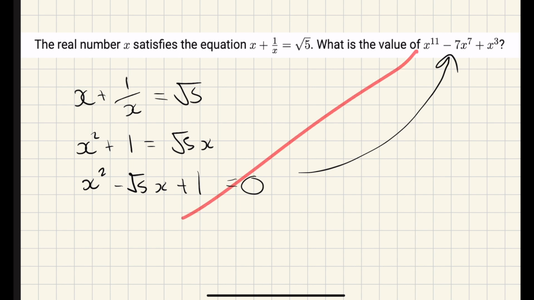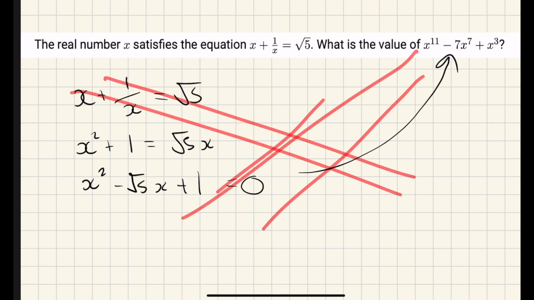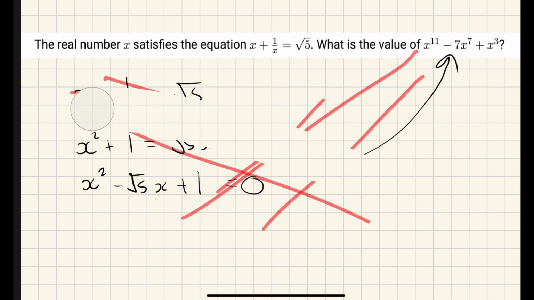Now, this is absolutely not what you are supposed to do. Do not do this. It takes way too much time. There's far too many things that can go wrong, and you're going to miss the sort of bigger picture here. So let's have a look.